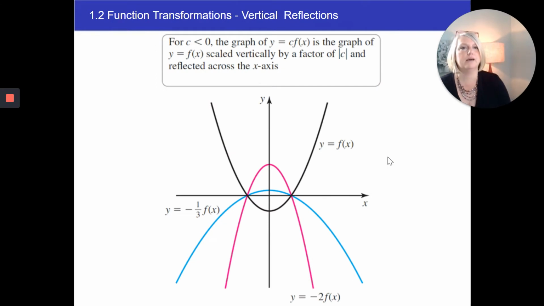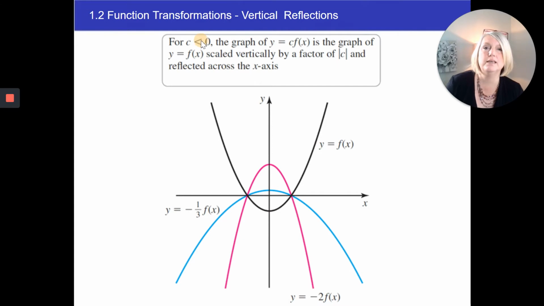All right, then we have vertical reflections. So let's talk about what happens when c is negative. When c is negative, then we have a vertical flip, and a vertical flip is over the x-axis. So you can see here that depending on the actual number that c is, there's two things going on when you're negative. You have a flip and a stretch, or a flip and a shrink.